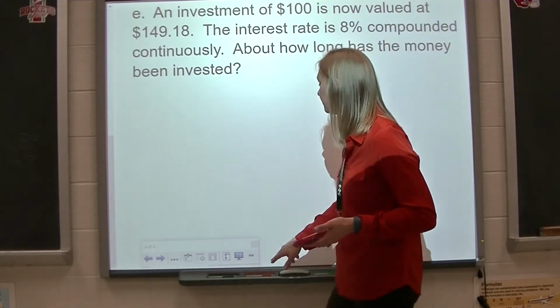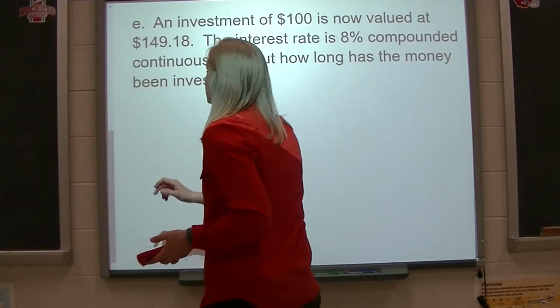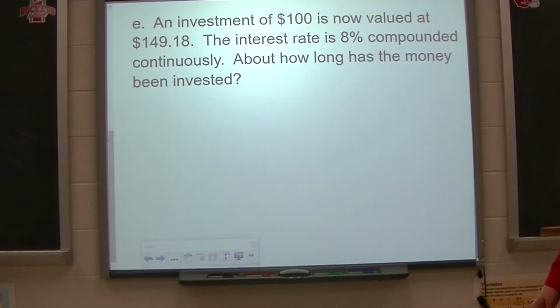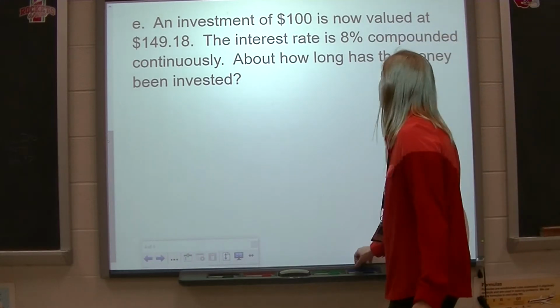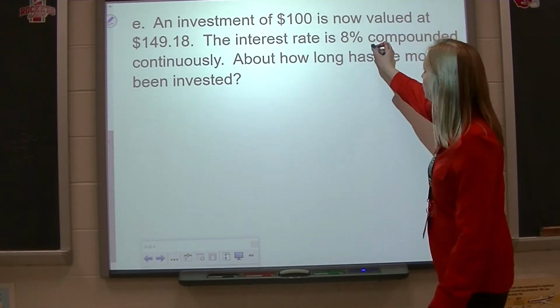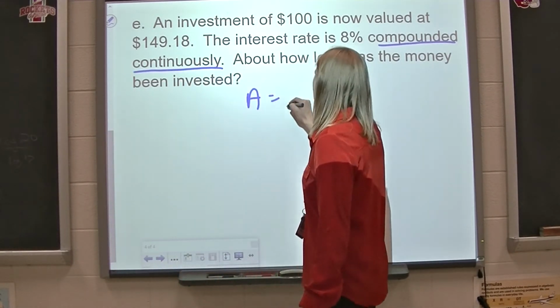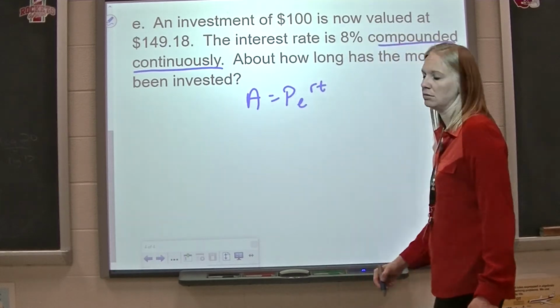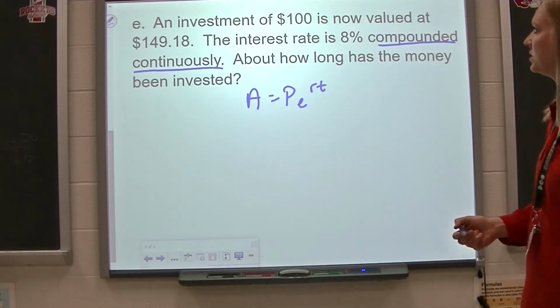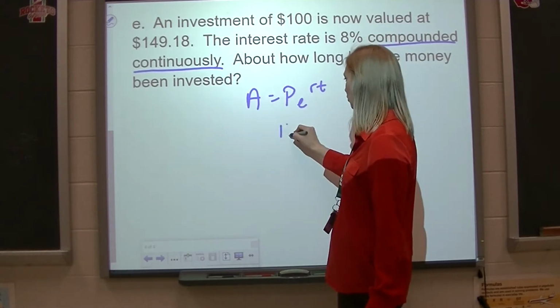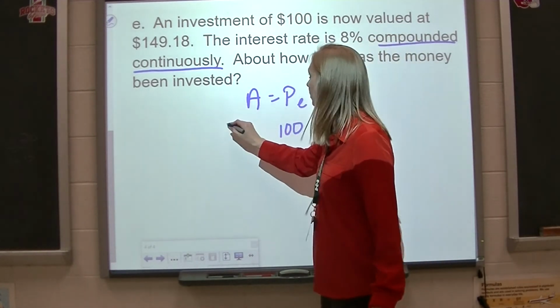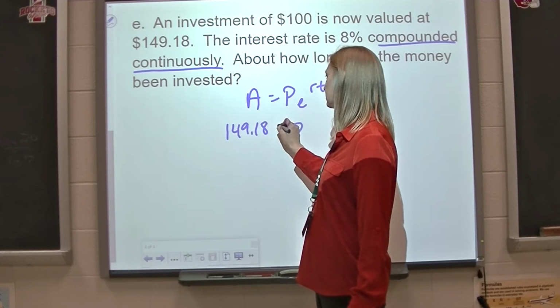And then lastly here, for letter E, an investment of $100 is now valued at $149.18. The interest rate is 8% compounding continuously. About how long has the money been invested? So given this compounding continuously, what should pop into our head is this formula. A equals Pe to the rt power. Perfect. Our principal is what we started with, so it's 100, but it's now valued at $149.18. So that's our A.